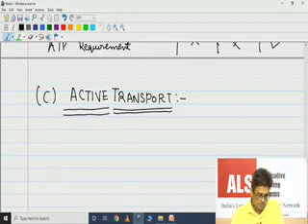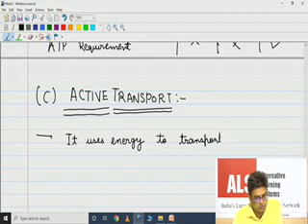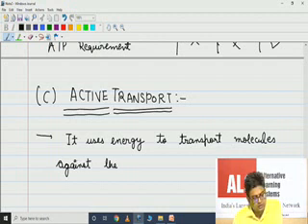What is active transport? You can say it uses energy to transport and pump molecules against their concentration gradient. Against the concentration gradient.